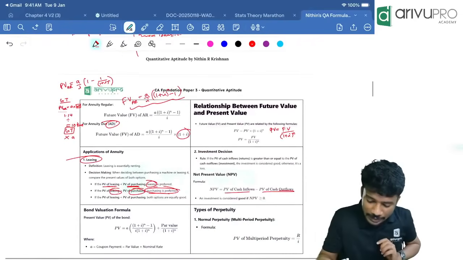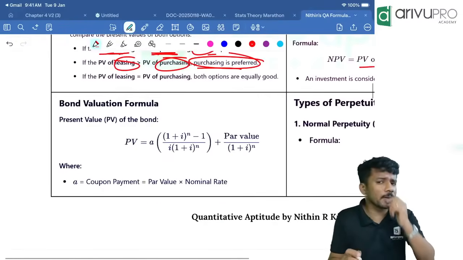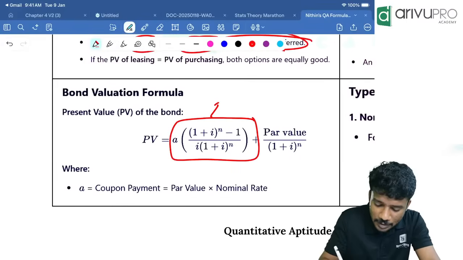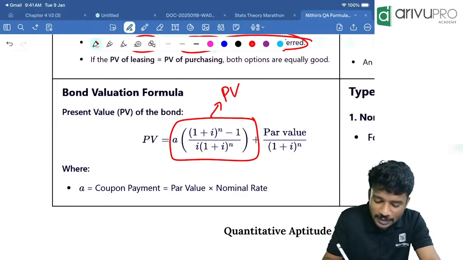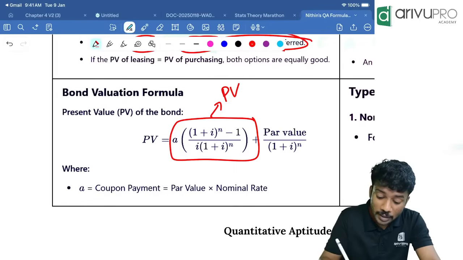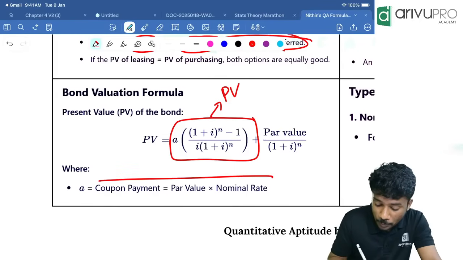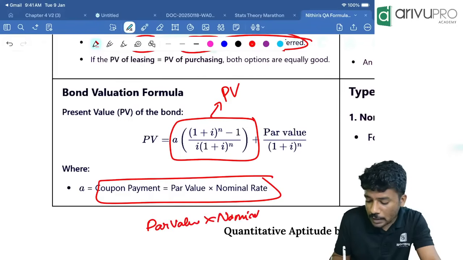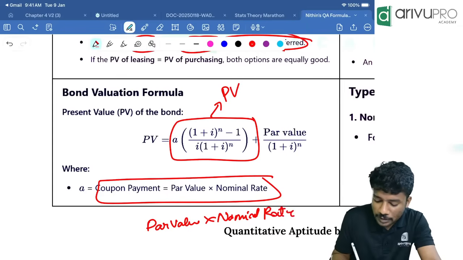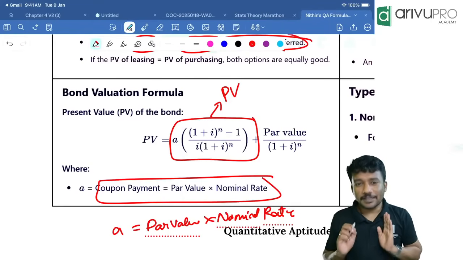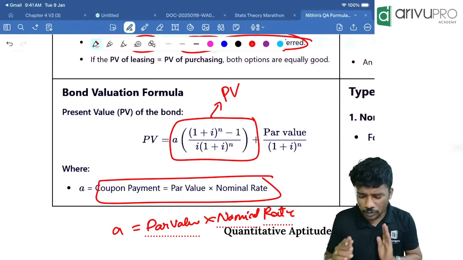Then coming to the next one. Bond formula. Bond formula is very easy. If you ask me, this is nothing but our normal PV. You are finding PV using I, that is the return rate, whichever you want. Then A is nothing but the coupon payment, which is par value into nominal rate. That is very important. That is the only factor which is little different here. Find A using par value into nominal rate.